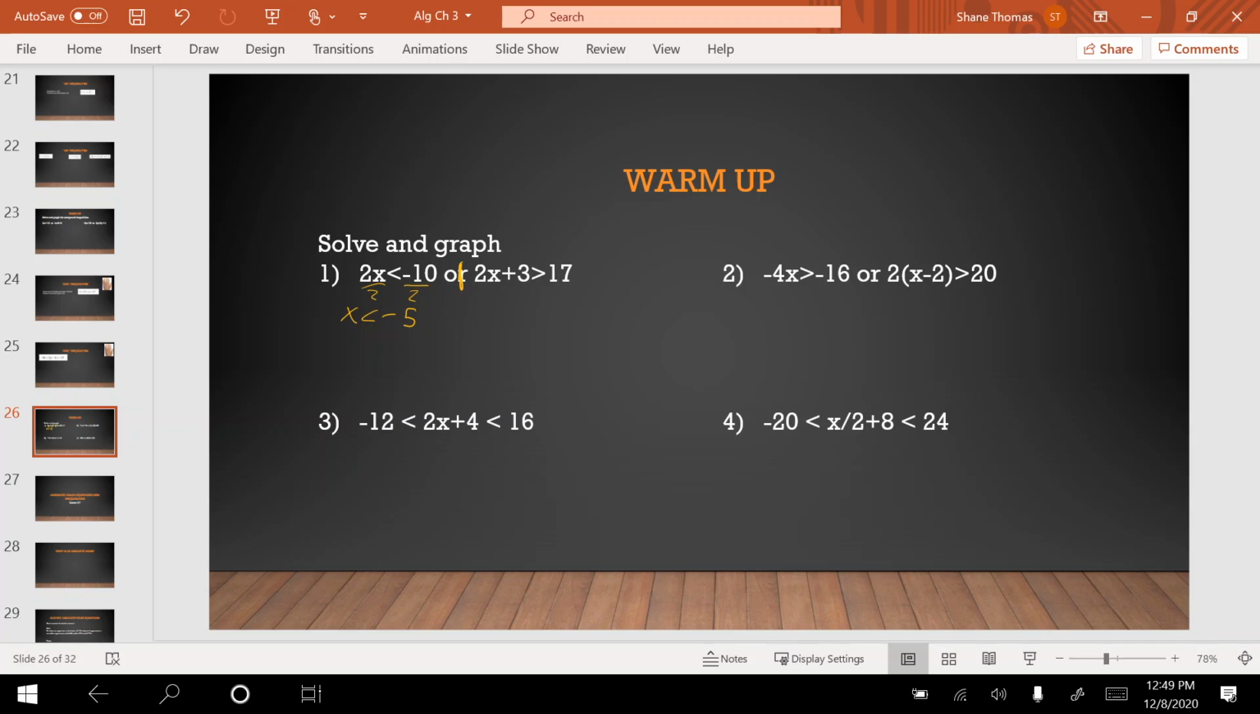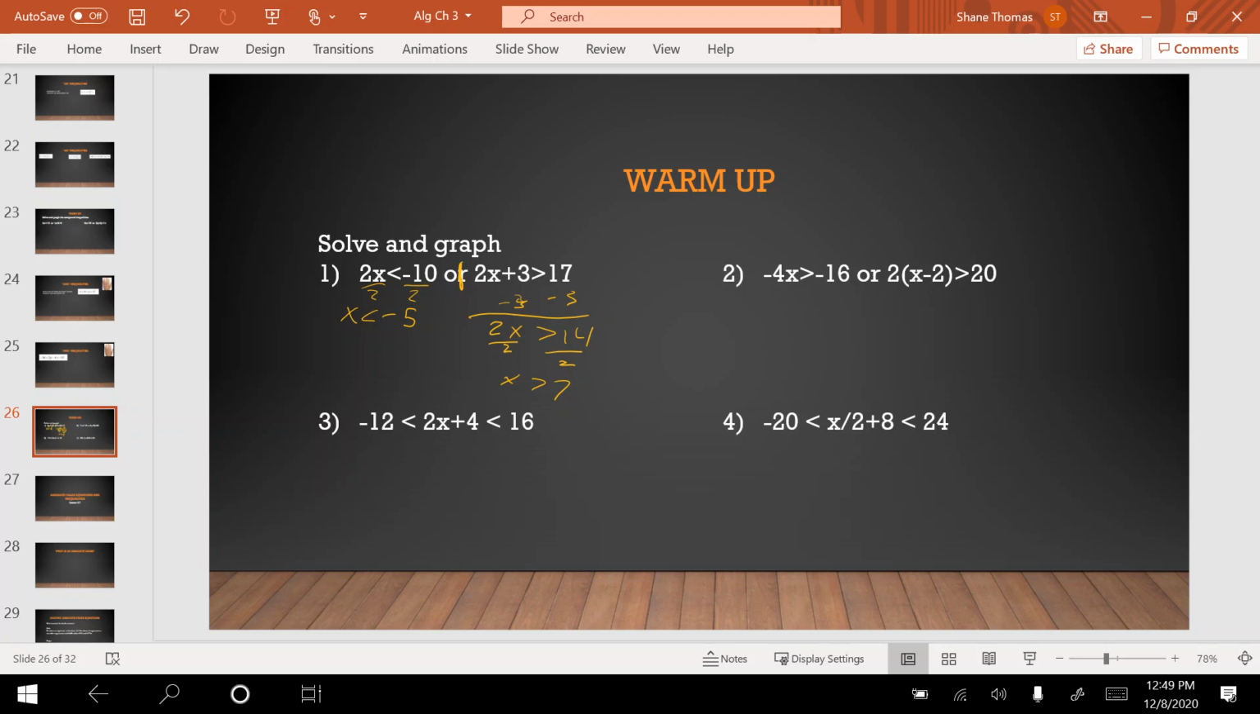Over here on this side, there's nothing else to do. On this side now, we have to subtract the 3 from both sides. Subtract the 3, subtract the 3. So I have 2x is greater than 14. Divide both sides by 2. X is greater than 7.